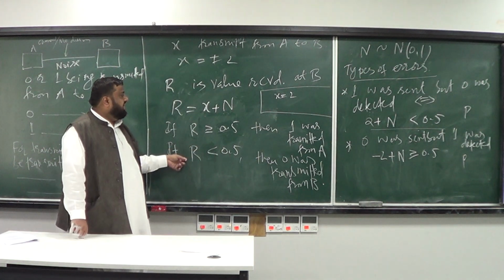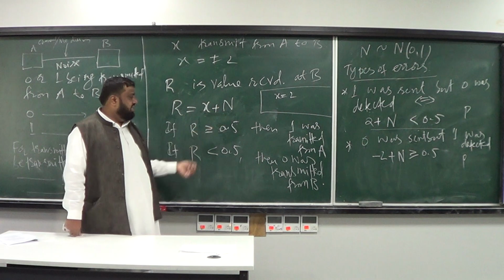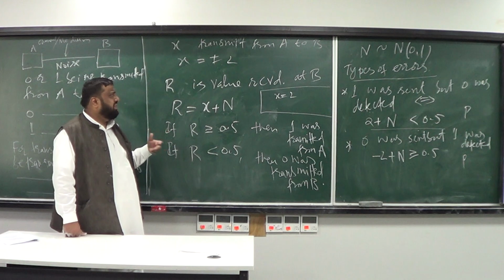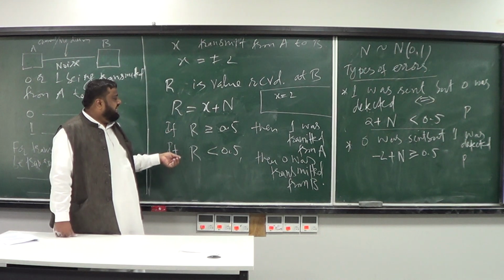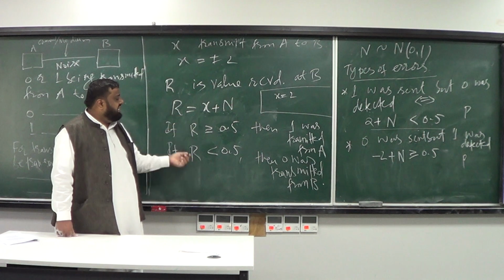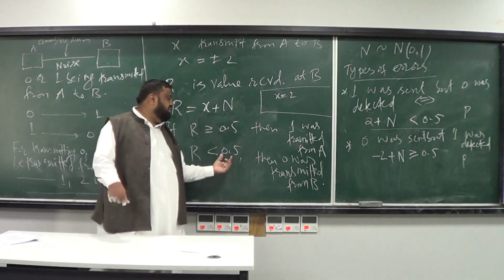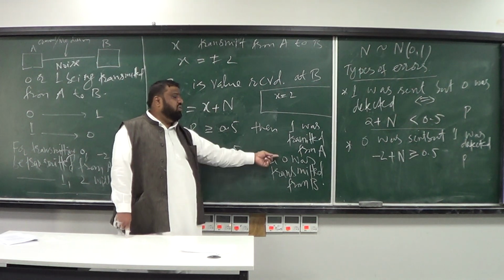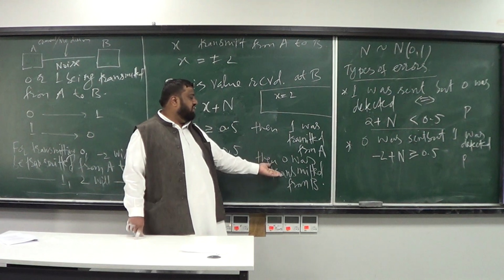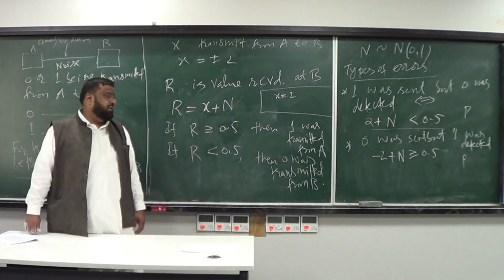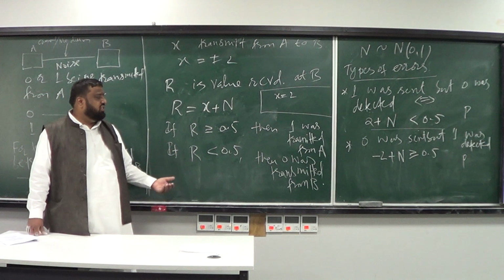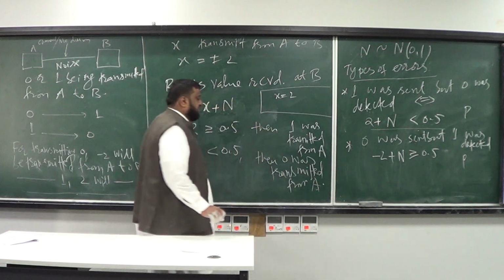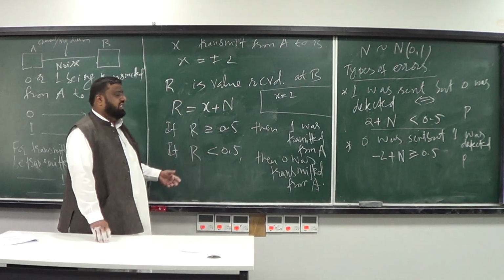And if R, in other words, your sent value plus the noise, if you receive this value R, and this R was received to be a value that is less than 0.5, so something that is less than 0.5 is closer to 0, so we're going to say that 0 was transmitted from A, and we detected 0.